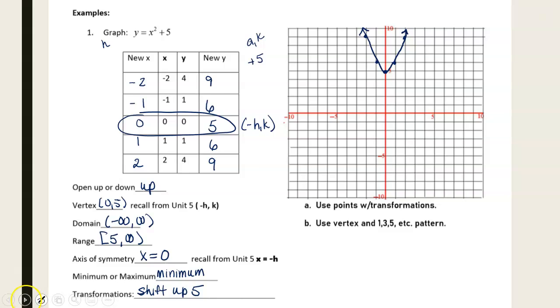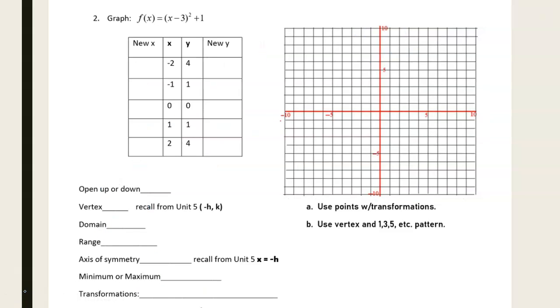All right, let's go to the next one. This one, we have an h, so we're going to take the opposite of h. On this side, we're going to add 3 and a k. This side, we're going to add 1. So when we add 3 to -2, we get 1. 3 to -1, we get 2. See the pattern? Math is all about patterns. So here we're going to add 1. 4 plus 1 is 5. 1 plus 1 is 2. 0 plus 1 is 1.